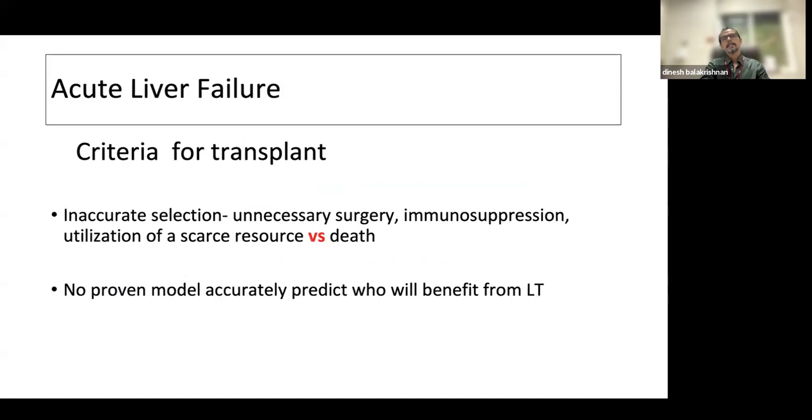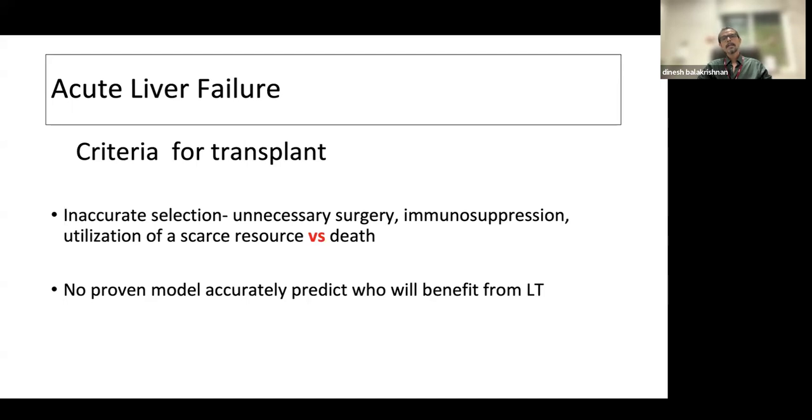So, inaccurate selection. In an acute liver failure setting, one thing that we should all be mindful of is that we should not be in a hurry to transplant. They should meet criteria. If you do it without meeting criteria, you may be doing an unnecessary surgery where the patient has to be on lifelong immunosuppression. Again, it is utilization of a scarce resource, especially if the patient is on the brain dead organ donor list. And there is even the complication of doing a major transplant, because as you all know, transplant is not a 100% successful operation or procedure. It carries its own morbidity and even a possibility of mortality.